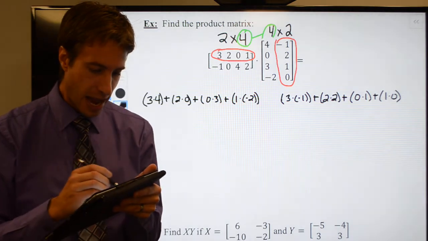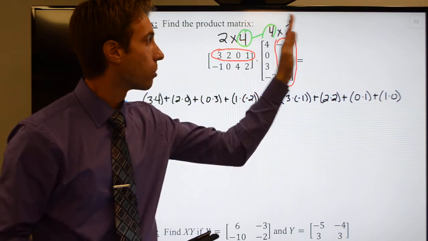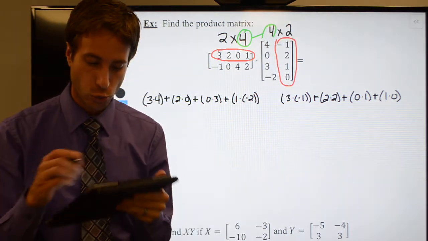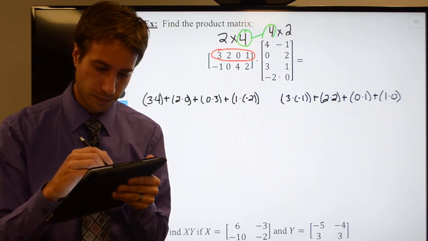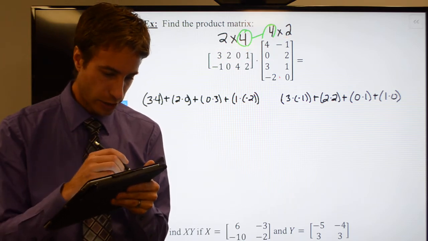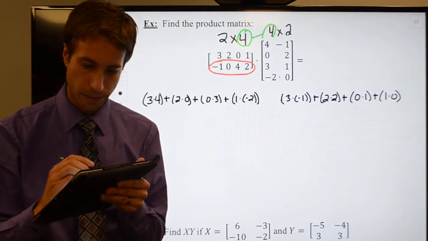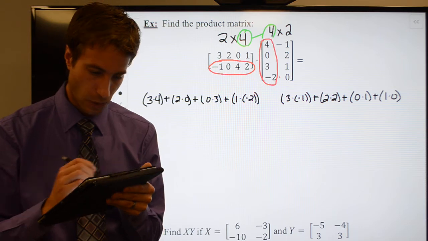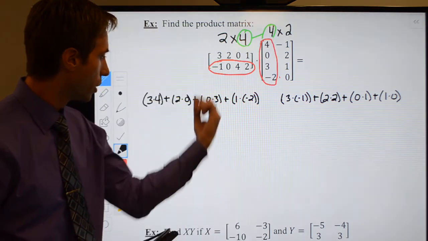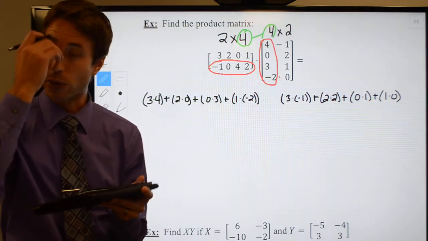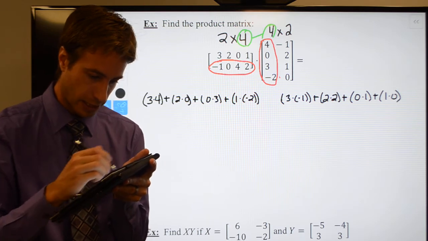Let's keep going. I've now multiplied row 1 by both column 1 and column 2. It's time to switch rows. We're now going to do row 2, column 1. Since it's row 2, column 1, it's going to go row 2, first column, and we multiply together corresponding elements. Let me erase that stray mark. There we go.